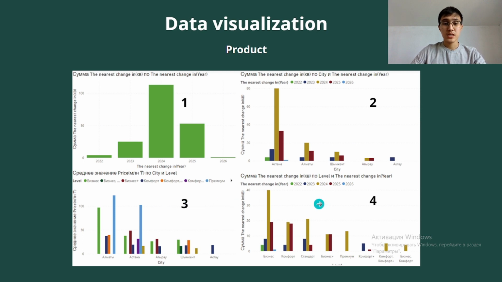Fourth, in this visualization, we can see how many apartments were sold at which level and in which year. This way, customers can find out which level of homes is selling the most each year and which level of homes is being used the most.